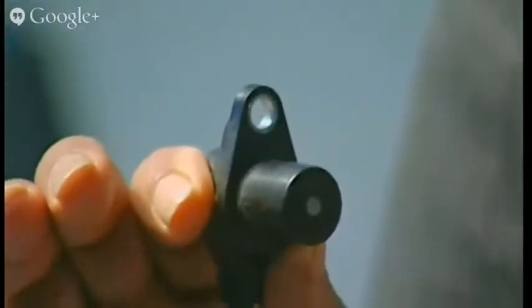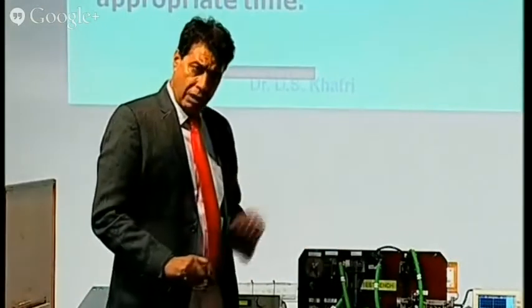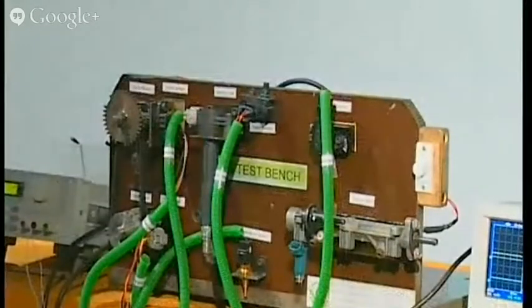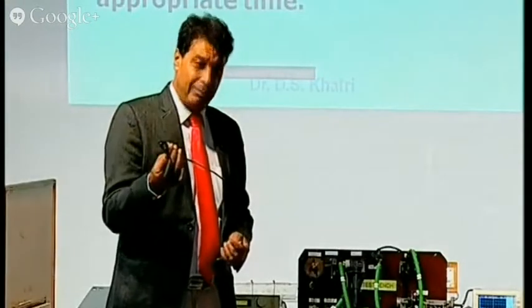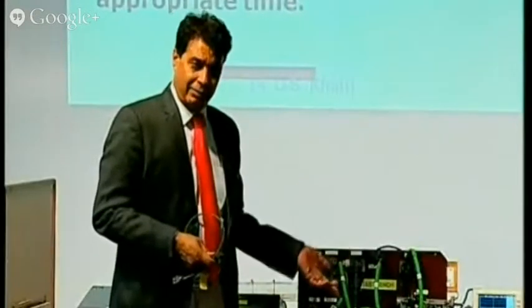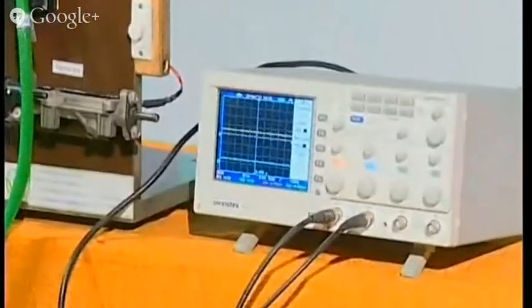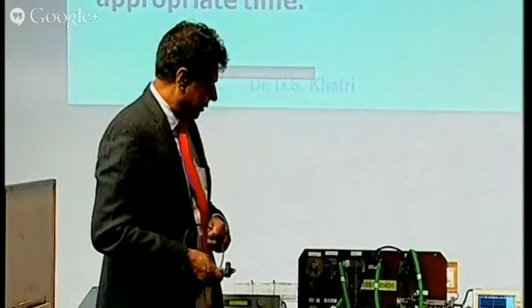But different engine manufacturers like Maruti use Hall effect or magnetoresistance type. In some cars like Tata Motors, they use inductive type. But most of the Japanese manufacturers use Hall effect type, and I have shown the pulses and output signal of the sensor on the oscilloscope at different stages.